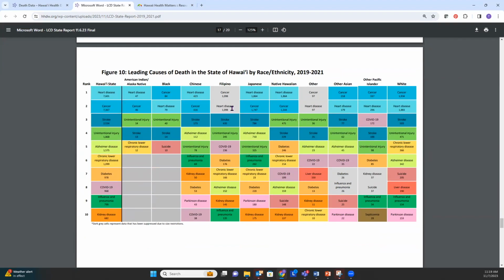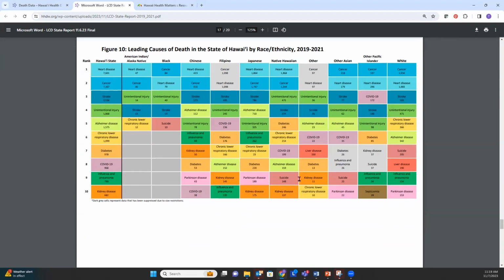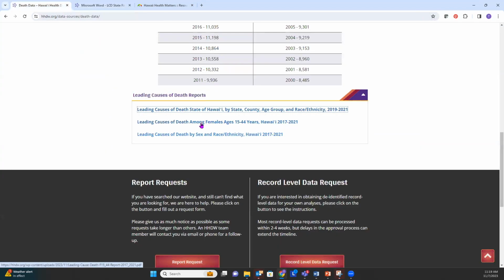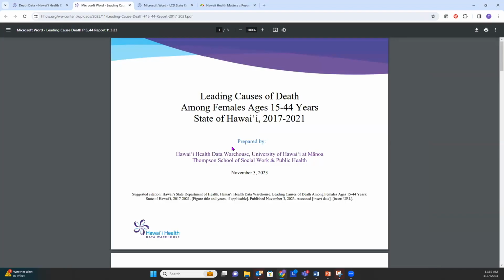Again, you can see these are tied here, and these are data that have been suppressed because the cell size is between 1 and 9. But we did make them bigger for you and broke them up so that you could see them a little bit better.